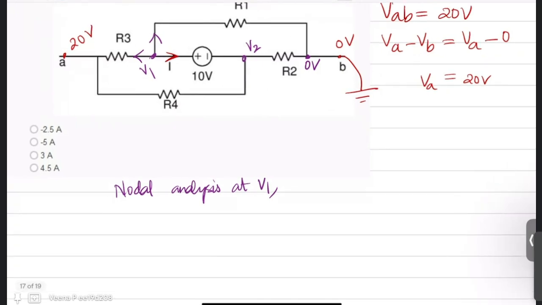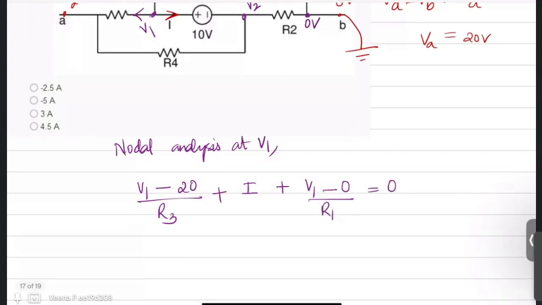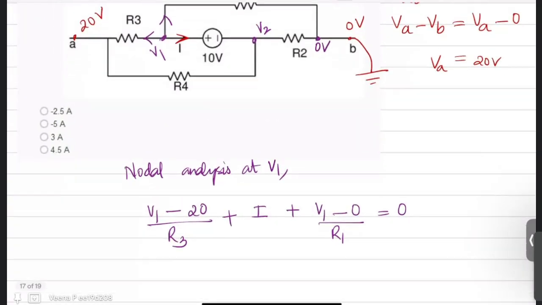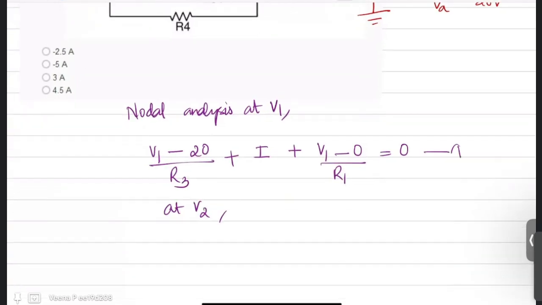The current flowing through R3 is (V1 minus 20) by R3, plus the current flowing through the 10 volt source, which is I, plus (V1 minus 0) by R1. These three outgoing currents sum to 0, which is your first equation. Now you have your second equation, the nodal equation at V2. So this is my equation number 1.